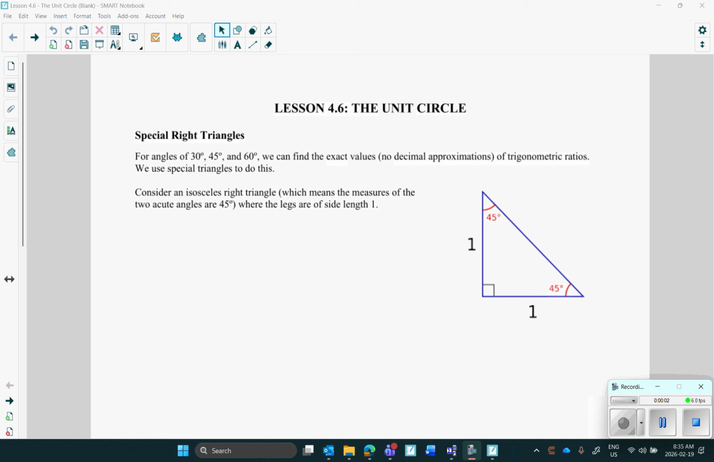What we're going to focus on is how we can find trig ratios of certain common angles. And by common angles, I mean angles like 30 degrees, 45 degrees, 60 degrees, 90 degrees. Those are what we would consider common ones. Ones like 23 degrees, that's not very common, okay?